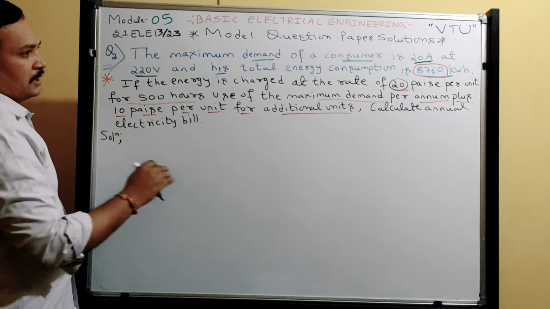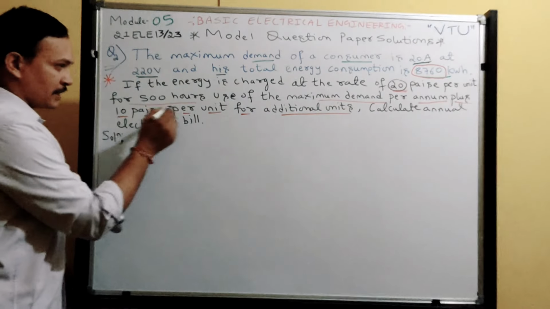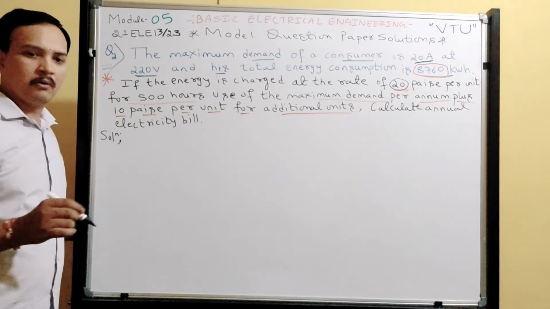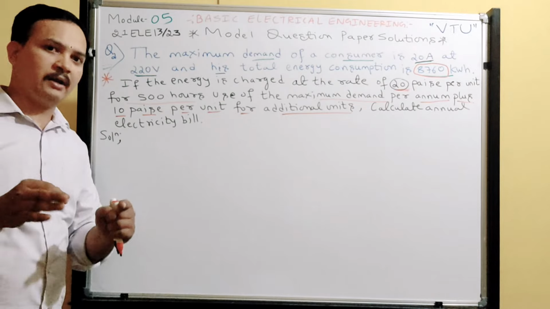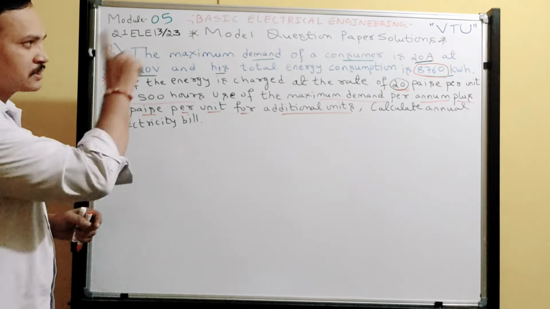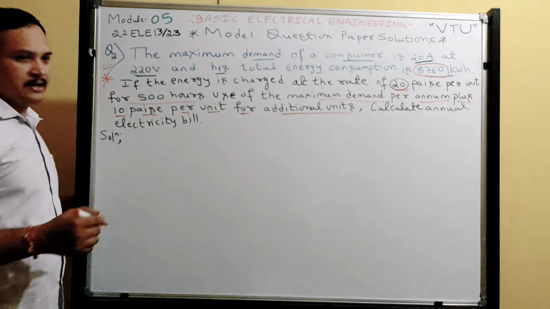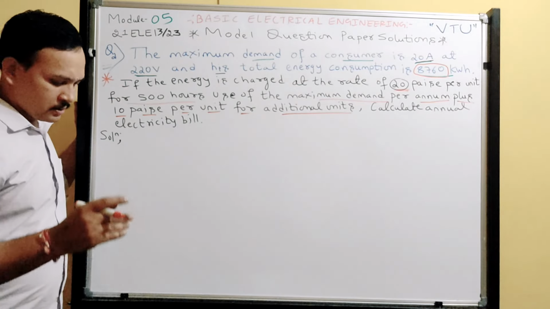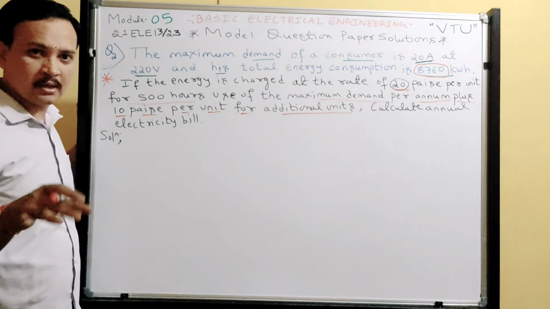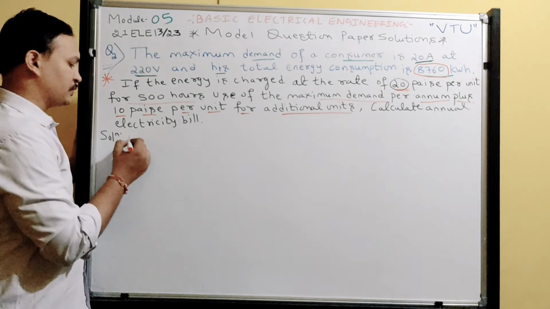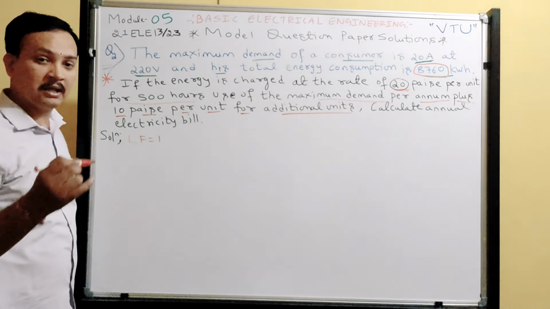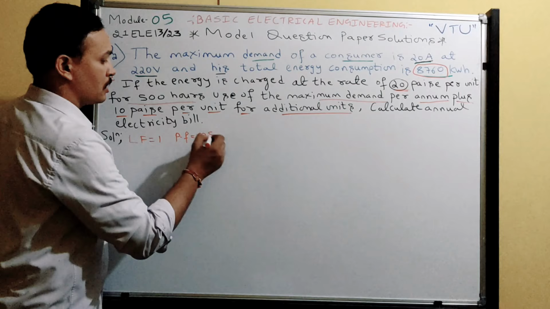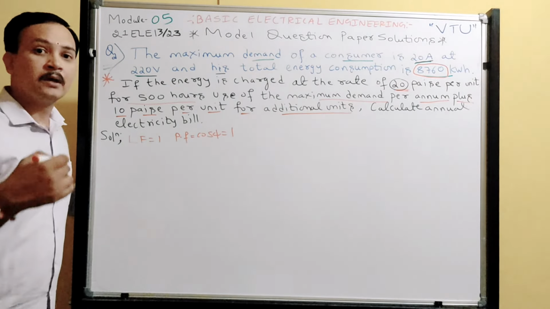Now along with that, plus 10 paise per unit for additional units. Calculate the annual electricity bill. What is our aim? I want to calculate energy consumption for 1 year with this data. Okay guys, while solving you are going to understand much better. See now, load factor and power factor are not specified in the question. Under such condition, you can assume load factor as unity, and power factor, cos phi, also you can assume unity.